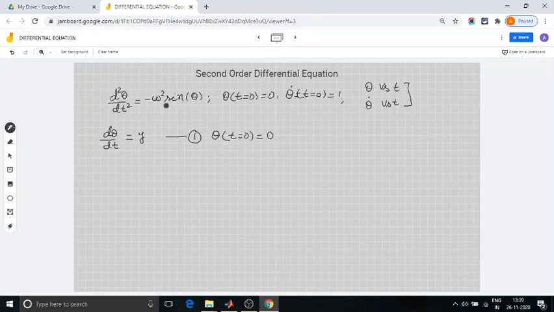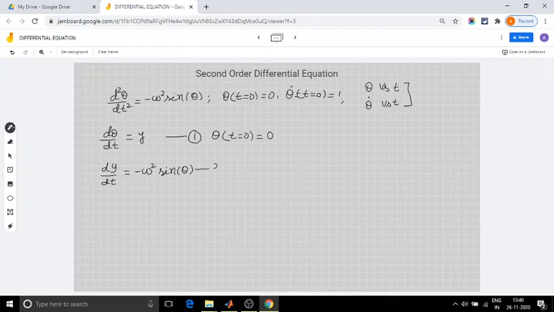Now the moment we have written d theta by dt is equal to y, it has given me one differential equation. And now if you put this value d theta over dt into this differential equation, we can write d2 theta by dt square is nothing but dy by dt. So from this equation I can write dy by dt is minus omega square, which is the angular velocity given, and then I can write here sine of theta.